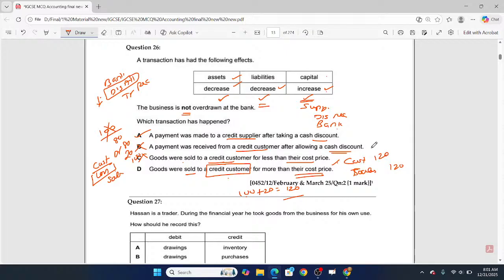Customer is an asset. So customer asset is increasing, right? Customer being the asset is increasing because of the sales. But here, the statement says the customer asset decreases, so this is not the correct one. Clear?